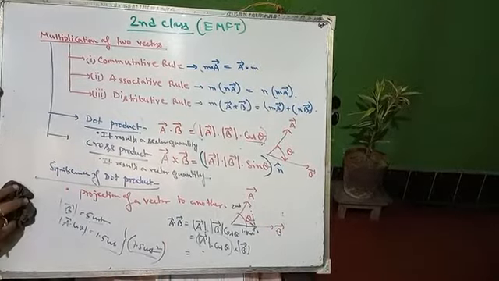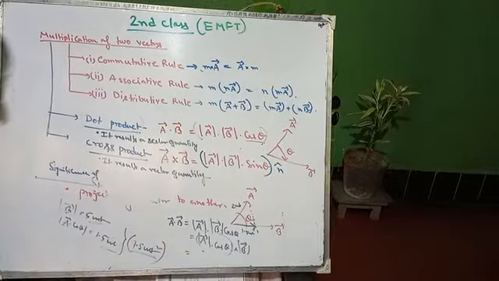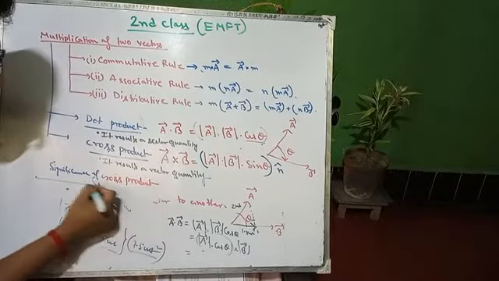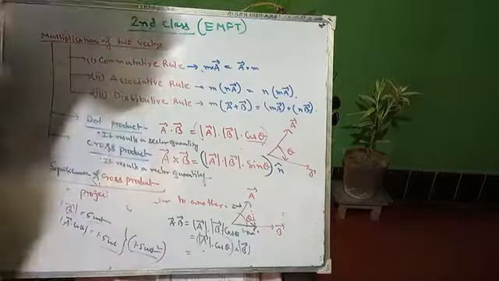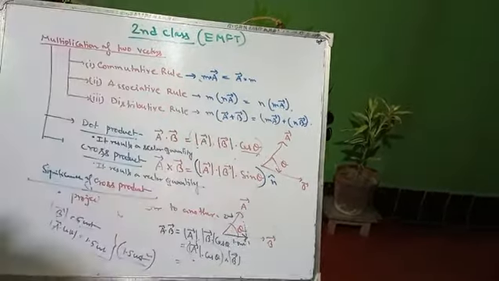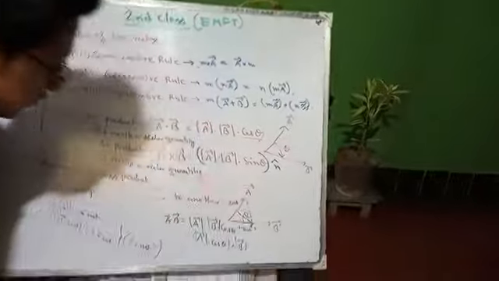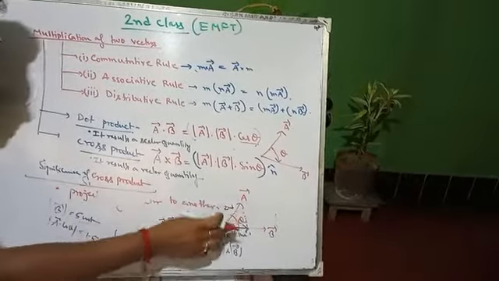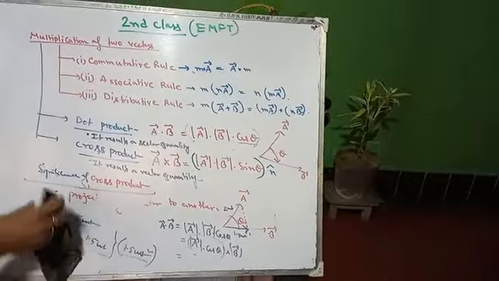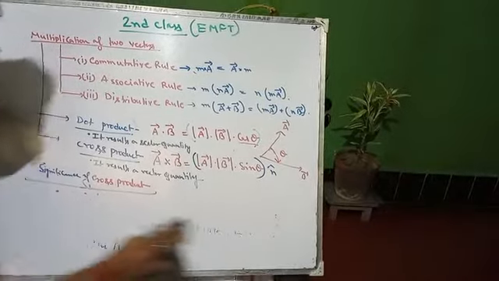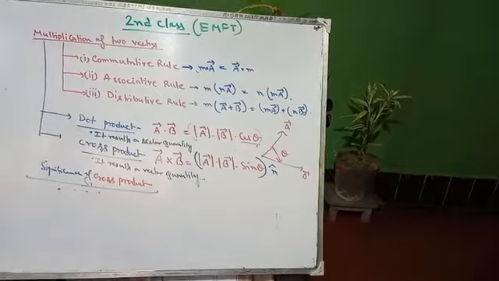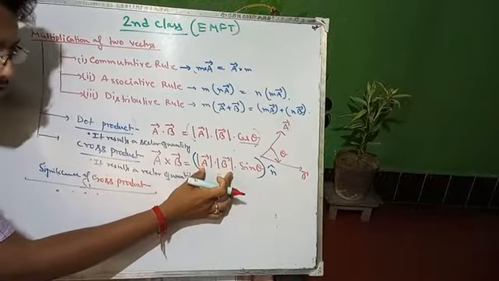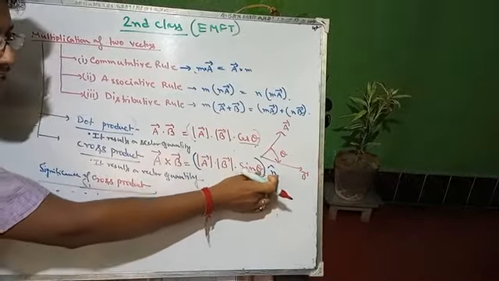Now the significance of the cross product. The dot product signifies the projection of a vector on another, so now I will move to the cross product. First you have to understand what the cross product is. The cross product is the multiplication of the magnitudes of two vectors with sine theta, and it has some direction.